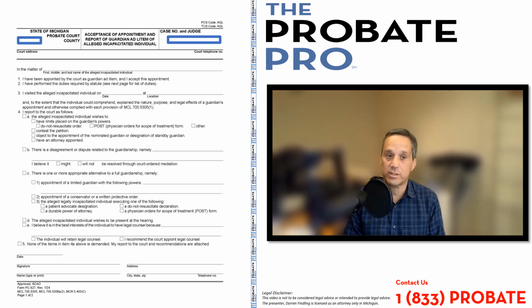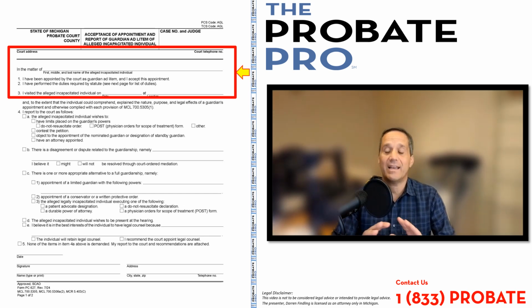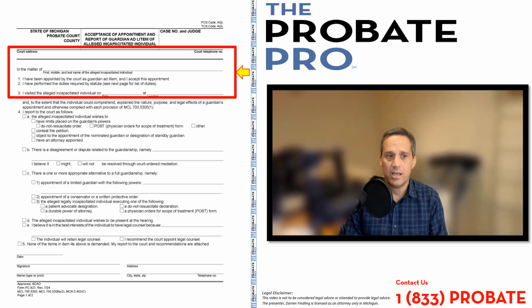Top left corner is the county probate court. Top right is the case number and the judge. And then we've got the court address. In the matter of is the name of the individual who is being sought guardianship over. Paragraph 1 provides that I have been appointed by the court as guardian ad litem, or GAL, we say, and I accept the appointment. Because you could get appointed as guardian ad litem and say, I decline, I have a conflict, I can't be involved.